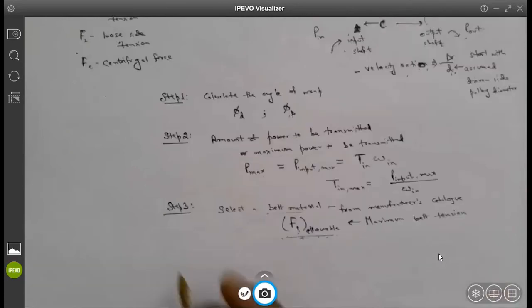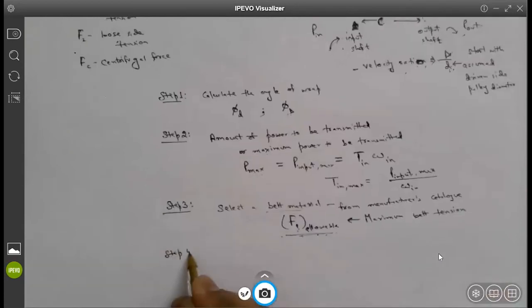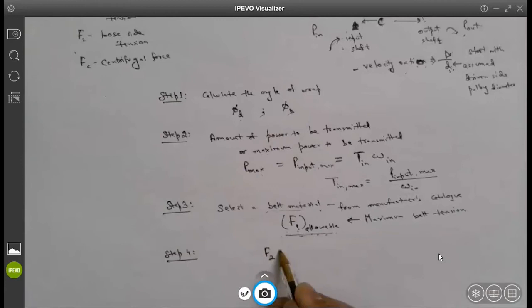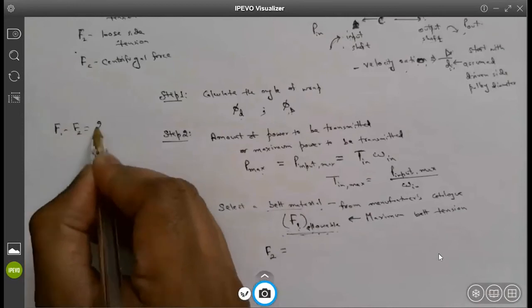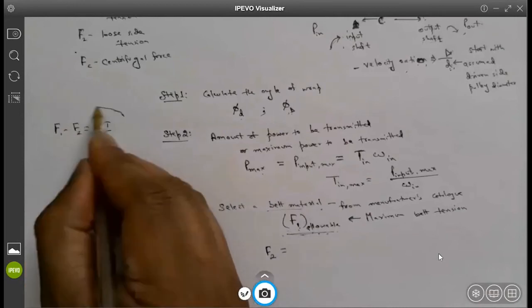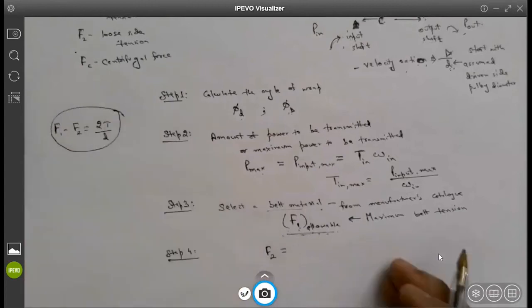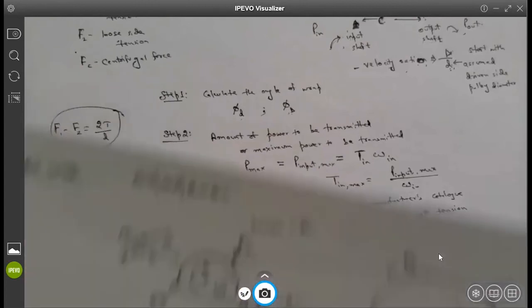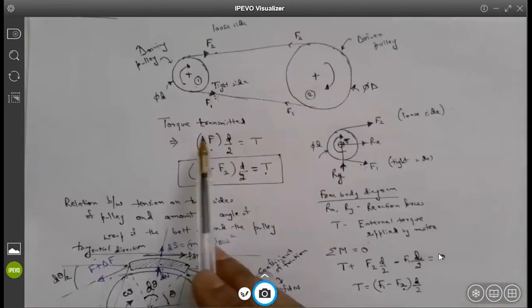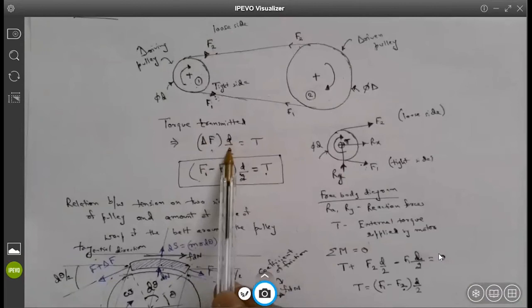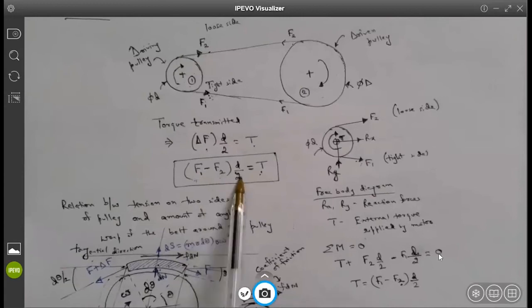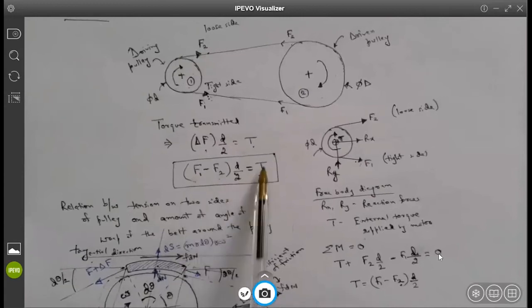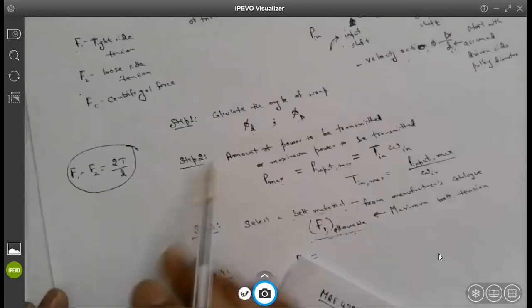That's step number 3. Step number 4: if you select a belt material and you know the maximum allowable tension, you can find the loose side tension, because you know that F1 minus F2 is equal to 2T divided by D. That is the expression we actually saw. Let me show you here. We started with this expression. Remember, torque transmitted is delta F times the radius. So torque is F1 minus F2, tight side tension minus loose side tension, times radius. So F1 minus F2 will be 2 times T divided by D. That's what I'm writing here. Is it making sense, guys, so far?